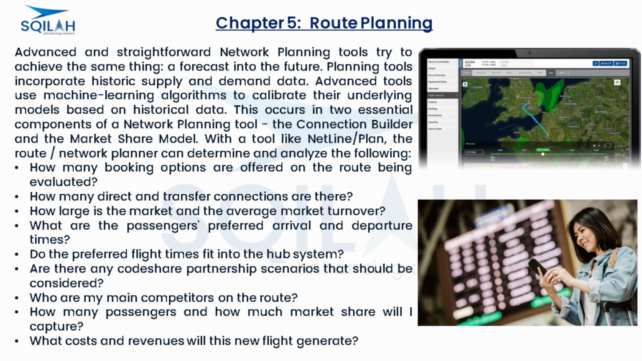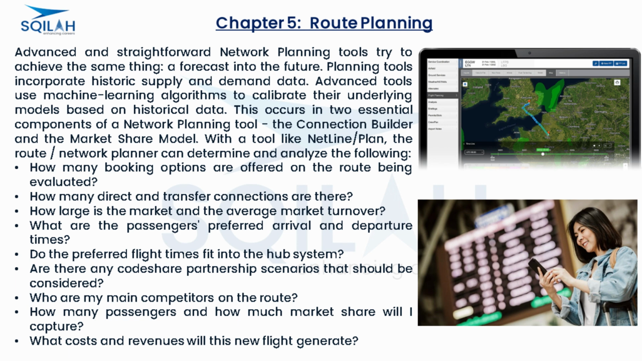Advanced and straightforward network planning tools try to achieve the same thing, a forecast into the future. Planning tools incorporate historic supply and demand data. Advanced tools use machine learning algorithms to calibrate their underlying models based on historical data. This occurs in two essential components of a network planning tool: the connection builder and the market share model. With a tool like NetLine/Plan, the route/network planner can determine and analyze the following.